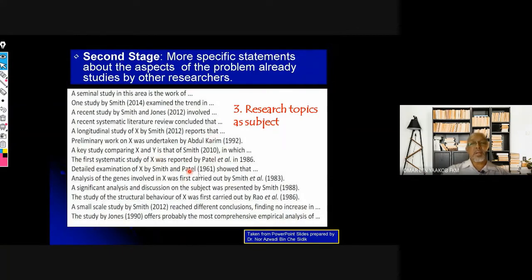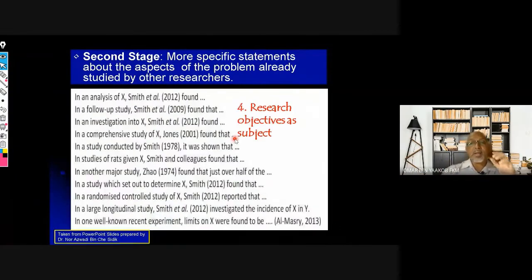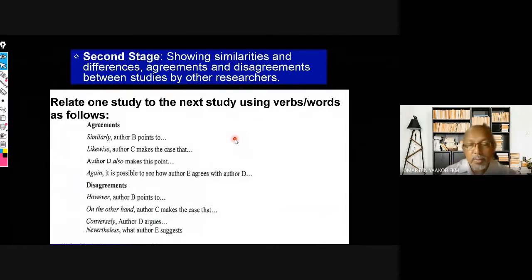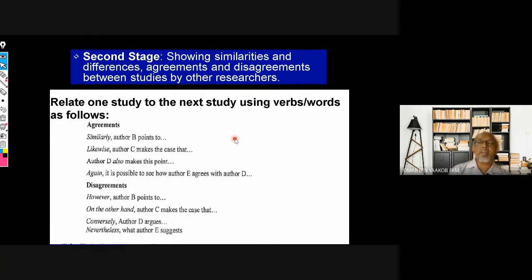So when we are writing in a critical manner, we can quote one, and then the next sentence will relate to it, and so on. So how to relate that? You need to have some connecting verbs. Later we will look into that. So this is another example. These are the ones that we want to see a lot in your literature review.